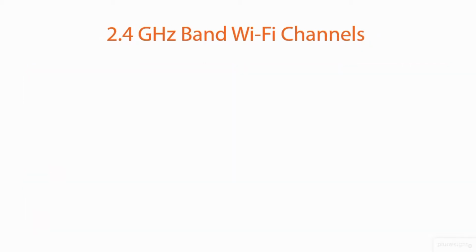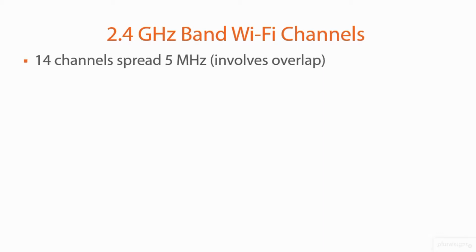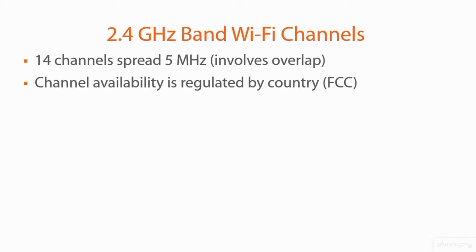Now let's take a look at channels. Specifically, when you're configuring a Wi-Fi LAN, you're going to decide on a standard, right? Like maybe you're going to support B, G, and N all together. Well, aside from that frequency, the frequency band will have different channels within it. Specifically, the 2.4 gig band in the United States has 14 channels that are spread 5 megahertz apart, and that involves overlap. The channel availability for RF communications is regulated by country.